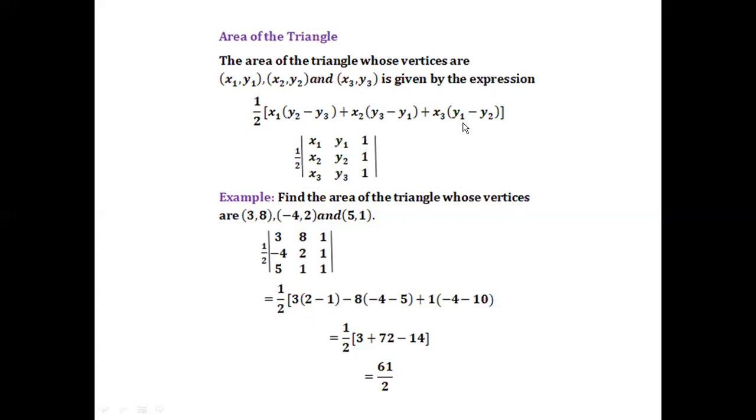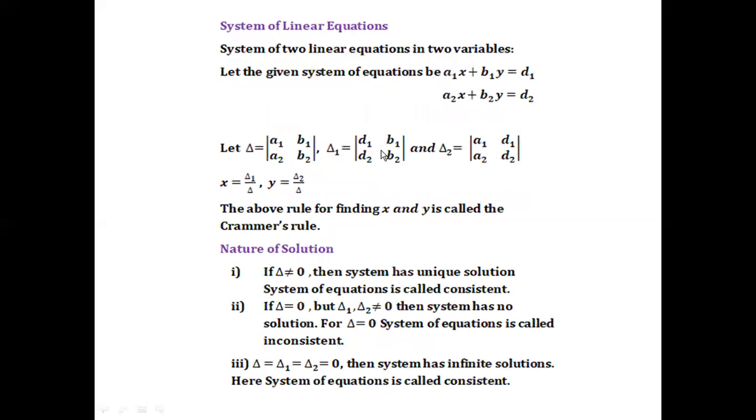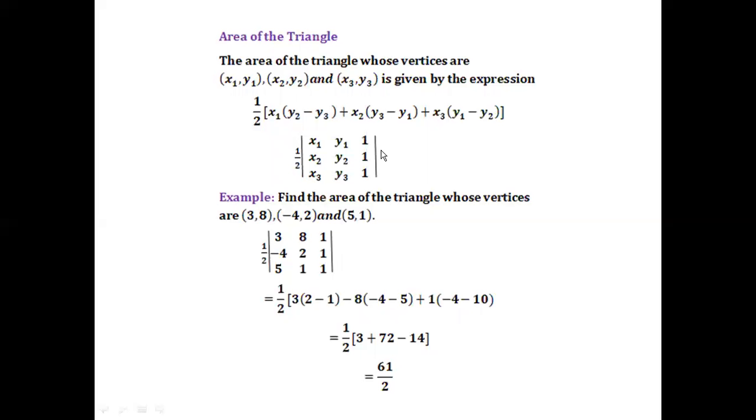And this expression can be expressed in determinant form as 1/2 times the determinant with first column x1, x2, x3, second column y1, y2, y3, and last column 1, 1, 1. So both this expression and the determinant are the same. We can represent this expression in terms of a 3 by 3 determinant. So this is the general formula.